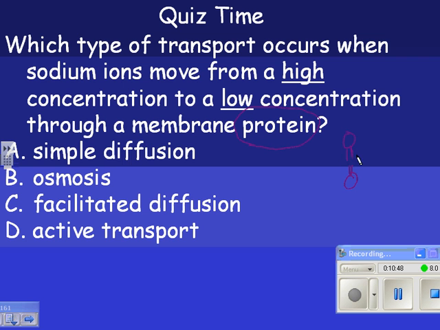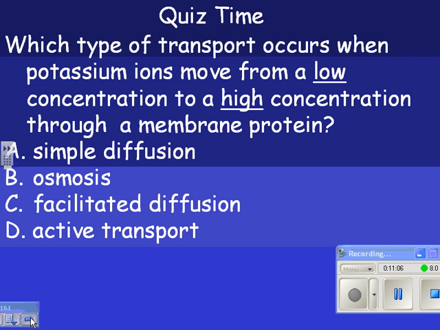This stuff, remember, is all nonpolar, so charged stuff cannot go through that. So it's going through a protein instead. Maybe something like this. That means it's being helped, so that's facilitated. And it's going high to low, so that's diffusion. Which type of transport occurs when potassium ions move from a low concentration to a high concentration through a membrane protein? Now here's the difference.